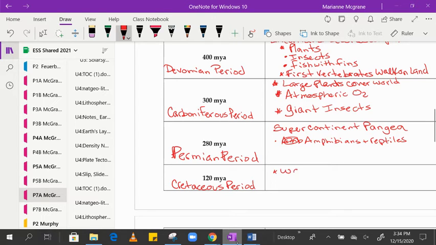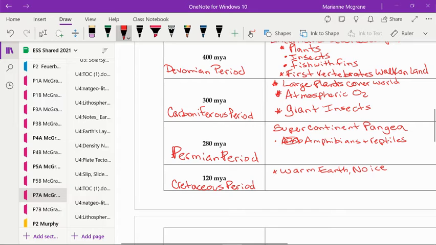We have a warm Earth, no ice. So this would be like a greenhouse environment. Are we in a greenhouse environment now? We're not, because we have ice. We're in what's called an ice house environment. We're in an ice age. And so we're living through an ice age right now because there's ice on the planet. It doesn't feel like it because we're warming.